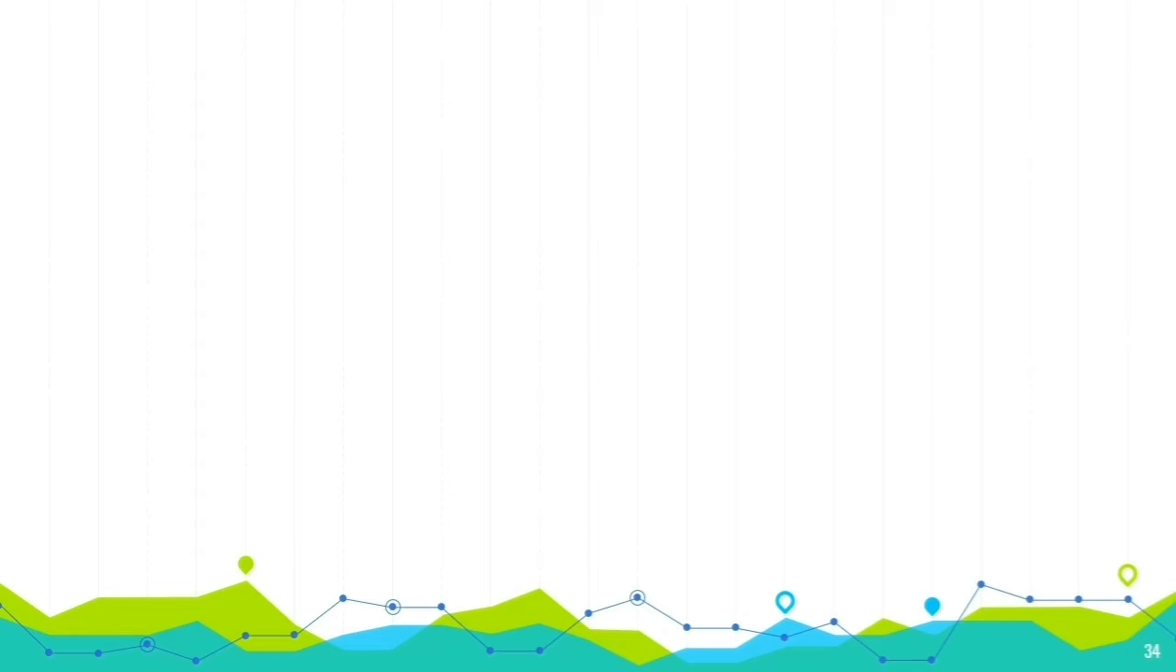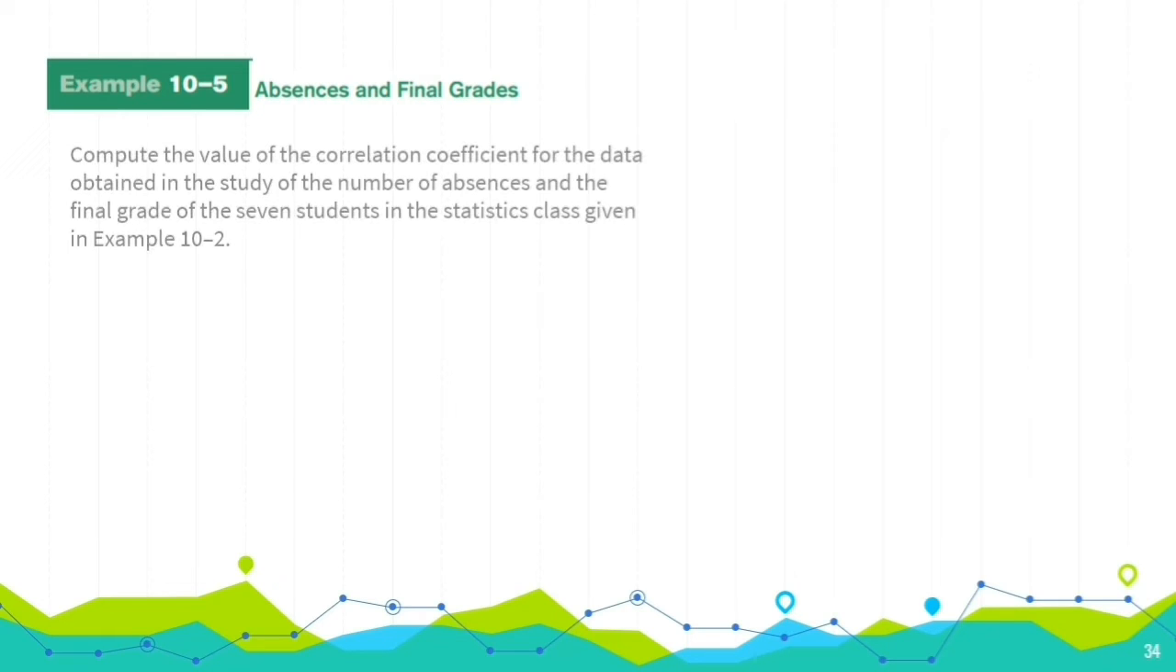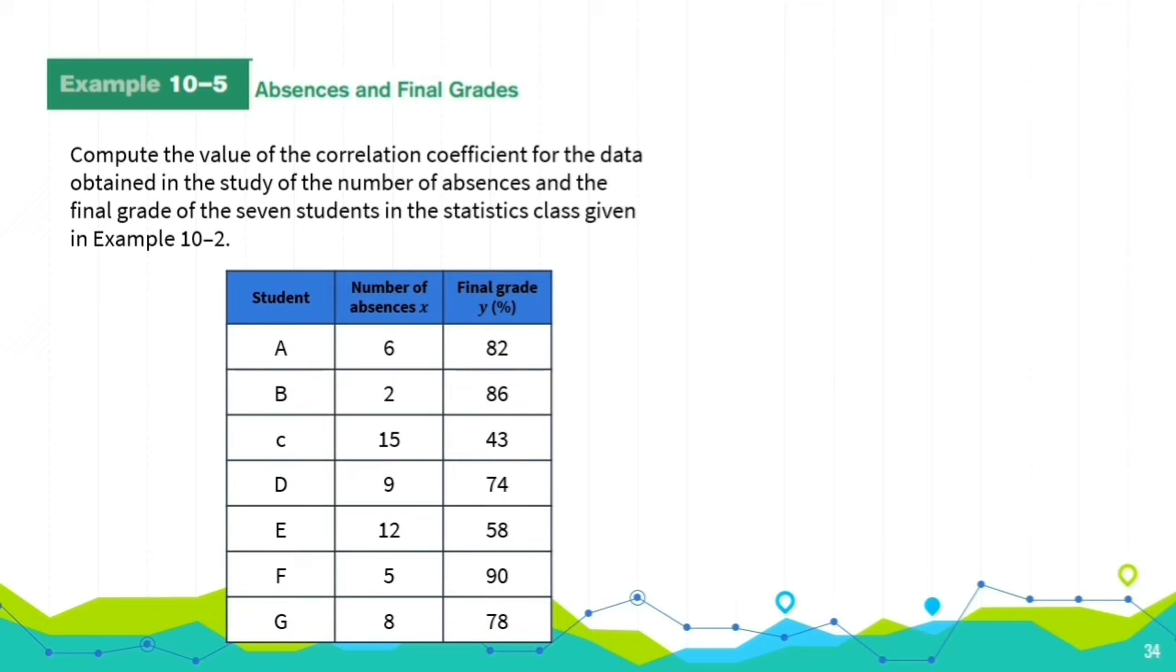Next example is 10-5, absences and final grades. So compute the value of the correlation coefficient for the data obtained in the subject of the number of absences and the final grade of the 7 students in the statistic class given in example 10-2. So this is the data table.